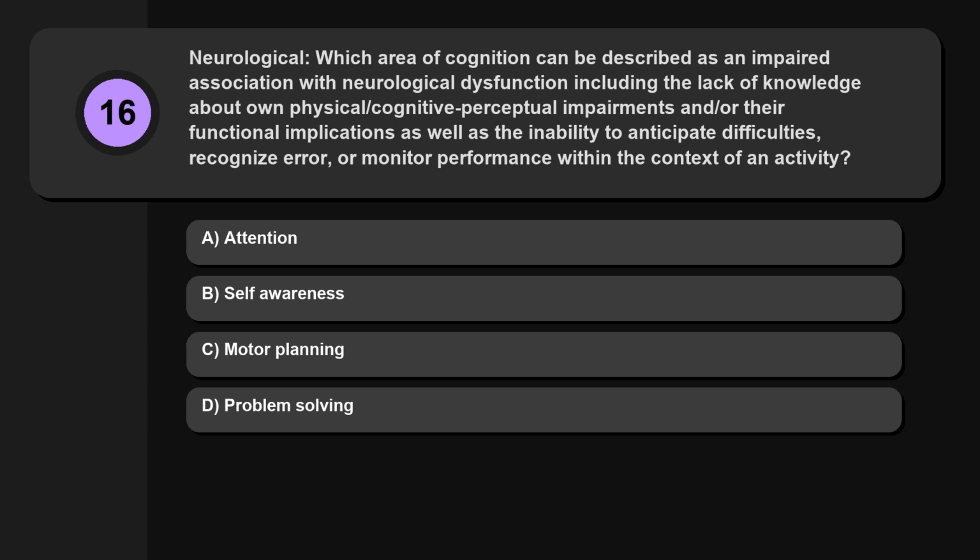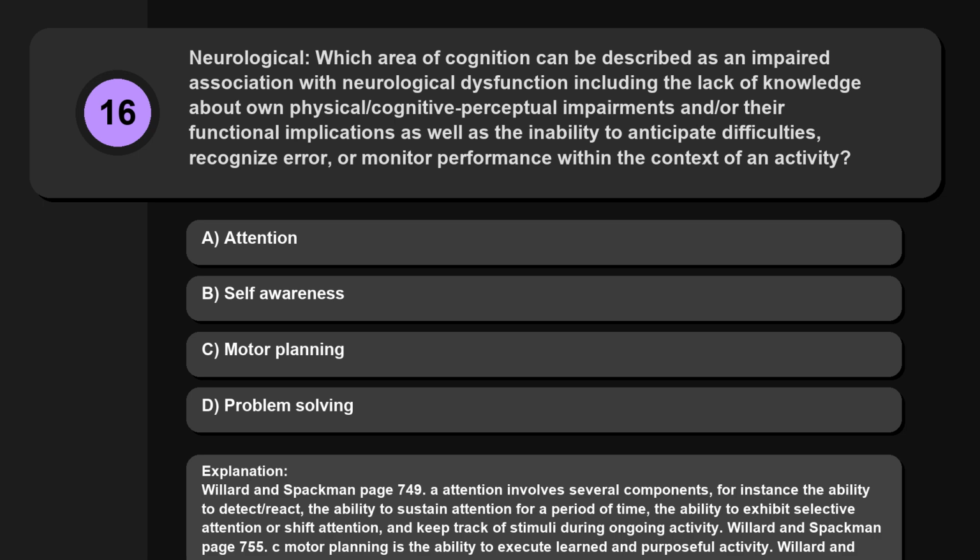Question 16. Neurological. Which area of cognition can be described as an impaired association with neurological dysfunction, including the lack of knowledge about own physical/cognitive perceptual impairments and/or their functional implications, as well as the inability to anticipate difficulties, recognize error, or monitor performance within the context of an activity? Option A, attention. Option B, self-awareness. Option C, motor planning. Option D, problem solving. The correct answer is option B.